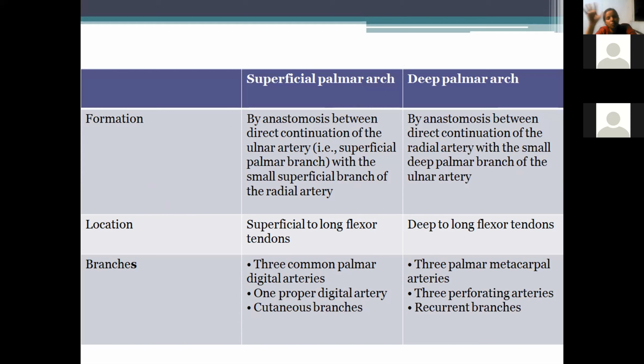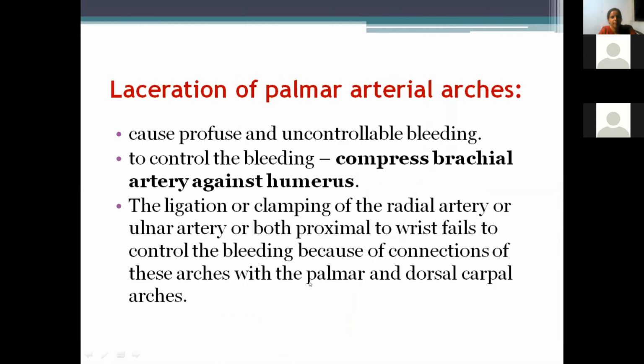You just need to draw one very good diagram and write your own explanation by elaborating this. Anyhow, it will be only for 5 marks. It will not come as an essay question for sure. Okay. So that is all about the palm.